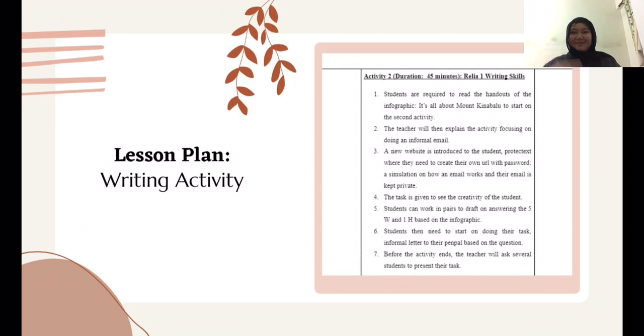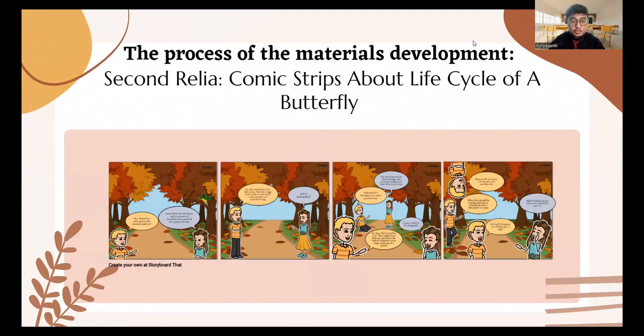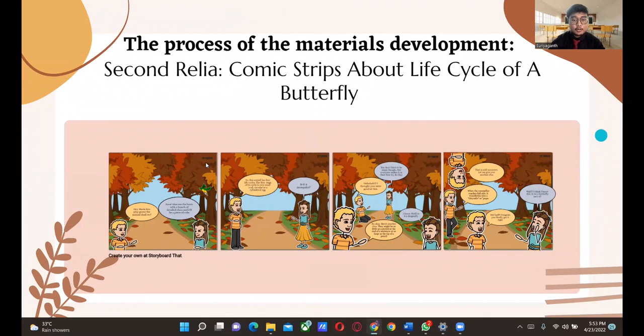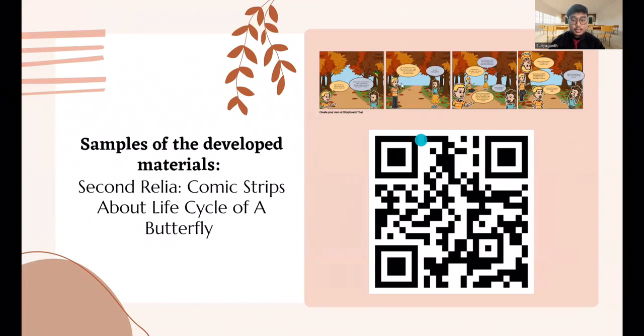Thank you. Good day to Dr. Ali. My name is Suriyaganth, and I'll be explaining the second layer of our reading activity, which is known as the comic strip. The process of the material development was a storyboard. We use a storyboard to create a comic strip. These are samples of the developed material, our QR code and the comic strip. The end product of the comic strip is 4 strips, with the QR code attached.